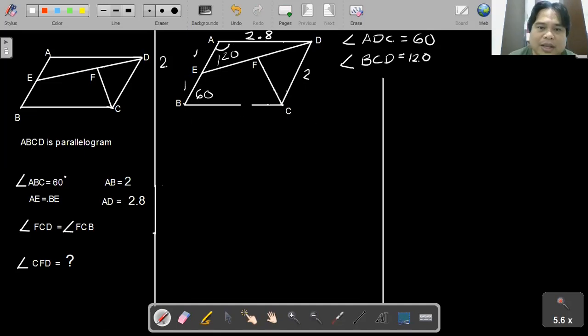So if angle BCD is 120 and we have a condition here that says FCD is equal to FCB, then meaning this entire angle BCD is actually just being dissected into 2 equal parts. So if the whole thing is 120, then its components must measure what? 60 each, right?